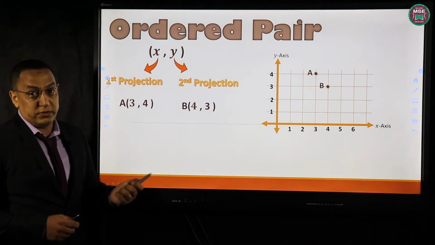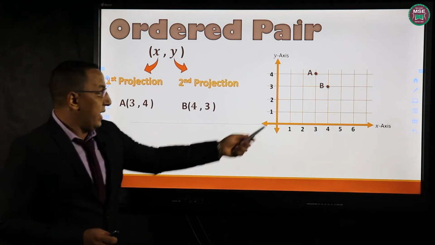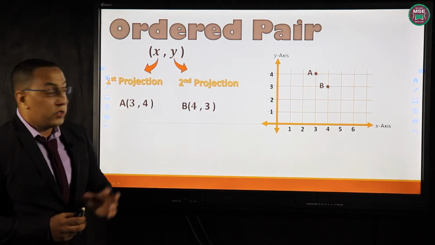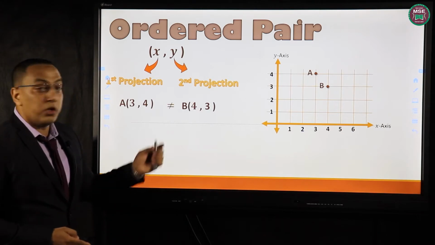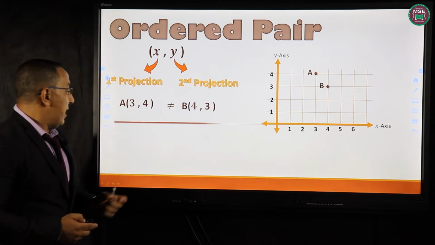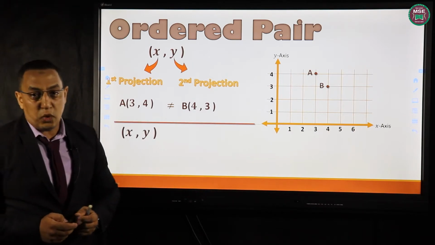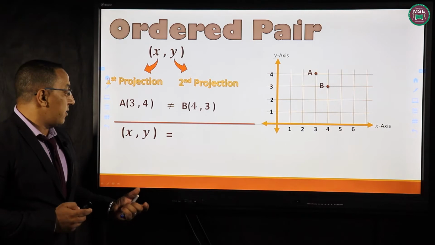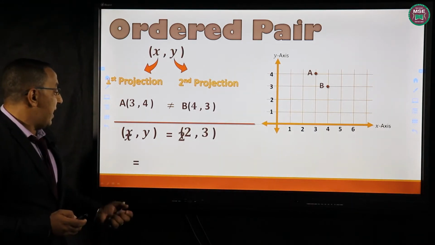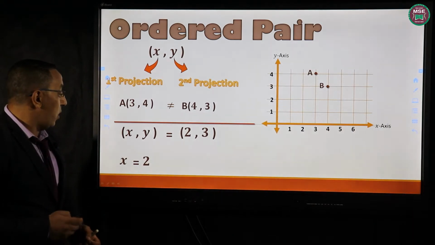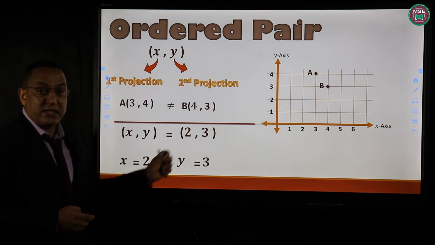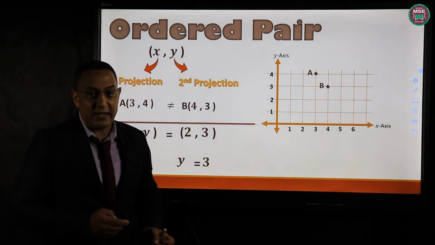By looking carefully at the two ordered pairs, we find A (3, 4) and B (4, 3). Are they equal or not? By looking at the graph, A is in one position and B is in a different position. So A and B are not equal. So we can conclude the following rule. If we have the ordered pair (x, y) equal to another ordered pair (2, 3), then x equals 2 and y equals 3. So the first equals the first and the second equals the second.